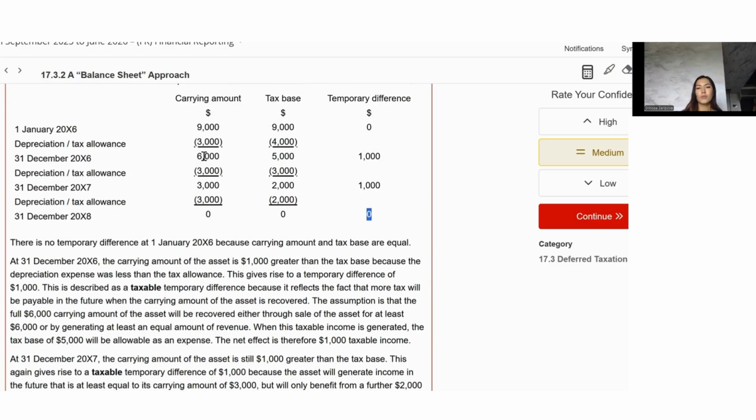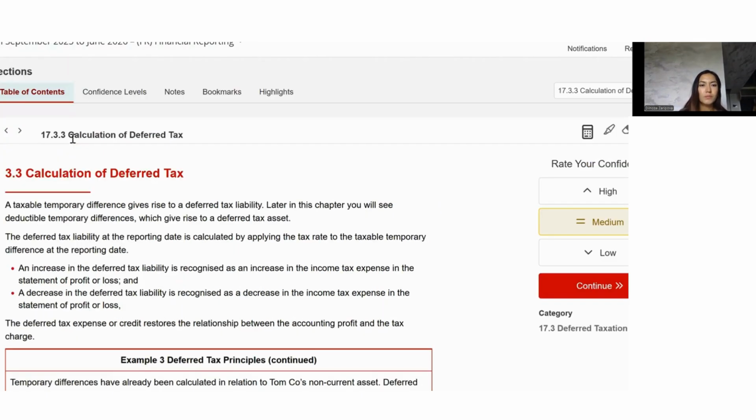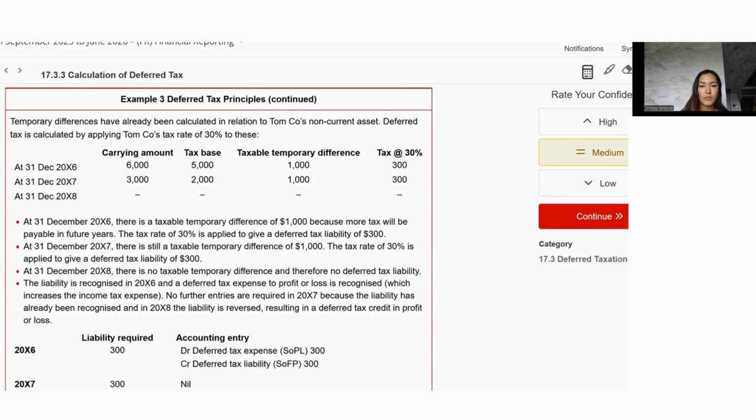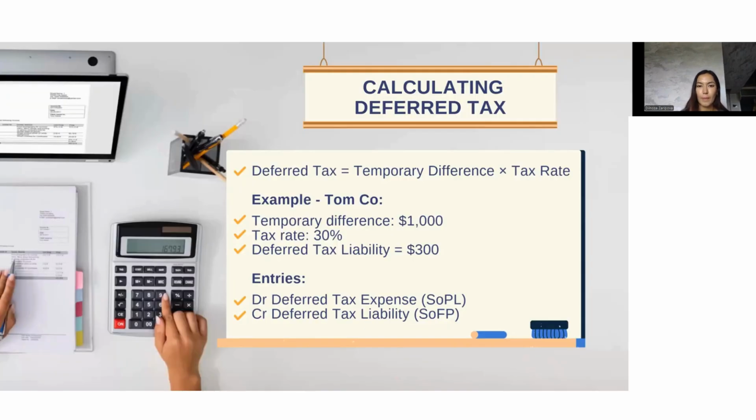So if the carrying amount is more than the tax base, then you have taxable temporary differences. But if it was vice versa, 6,000 minus 7,000, you would have deductible ones. Okay, how do we calculate the deferred taxes? Deferred tax, as we talked already, right? In order to calculate deferred tax, we just take this temporary difference and apply the tax rate that we have.